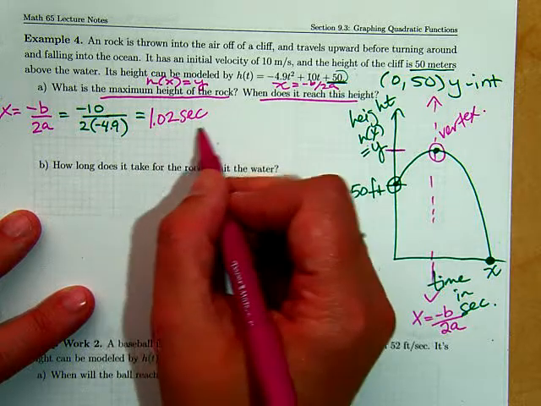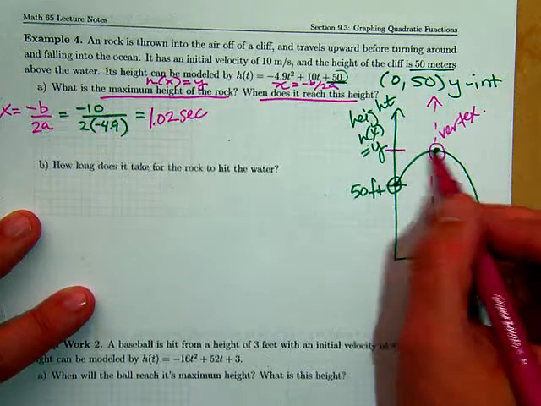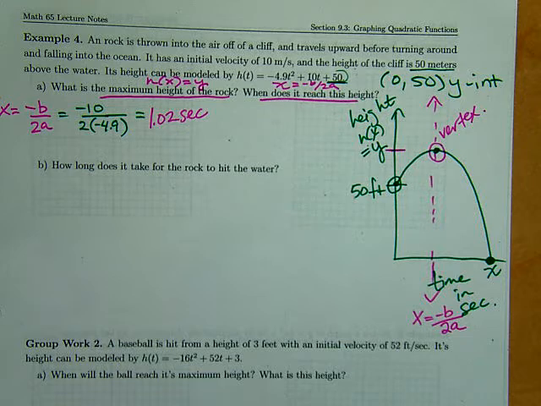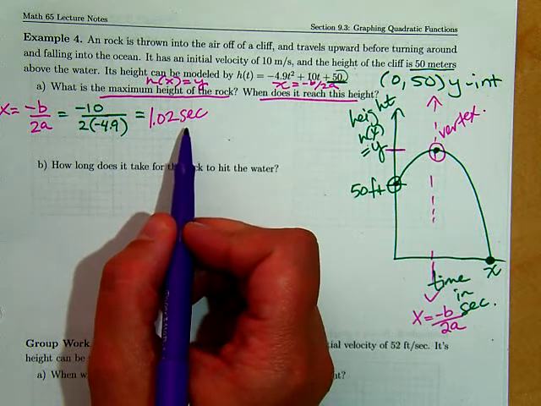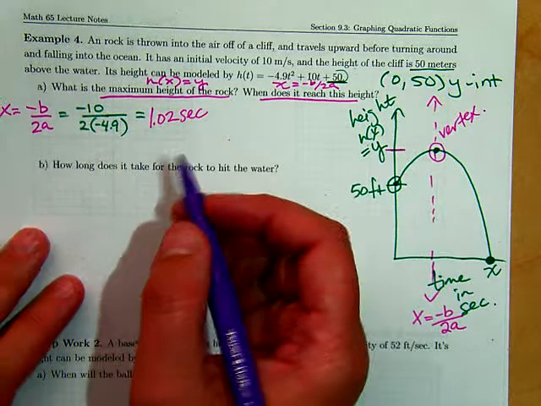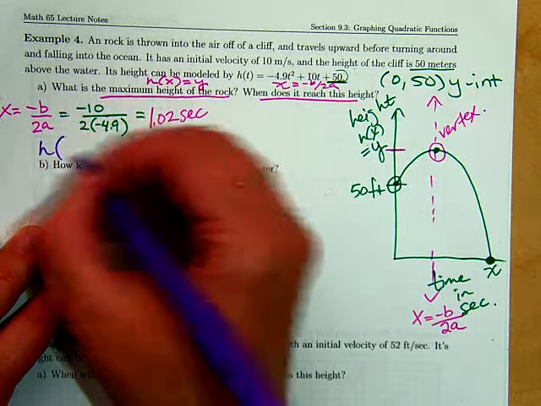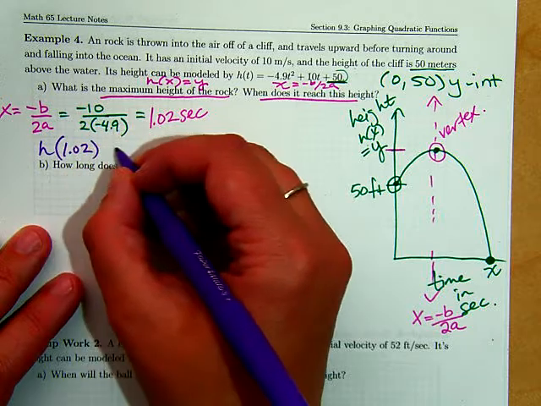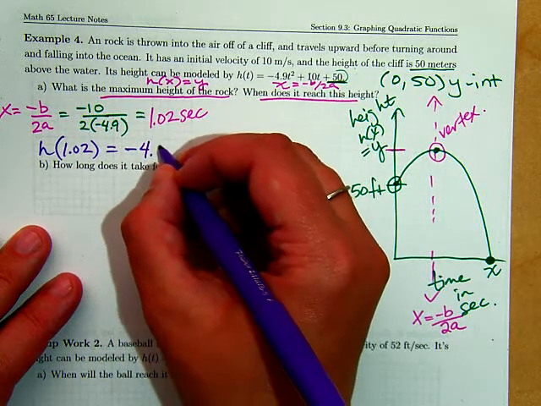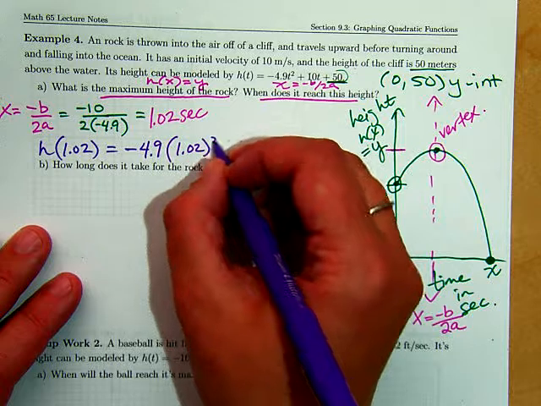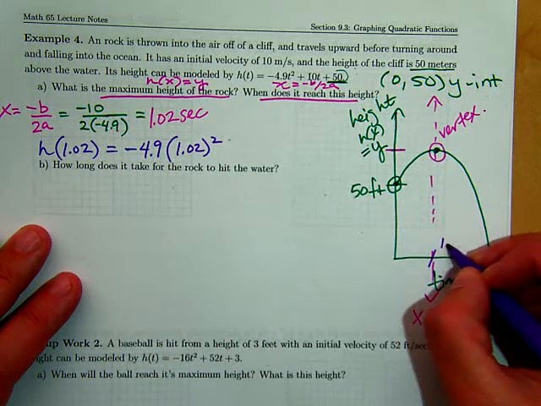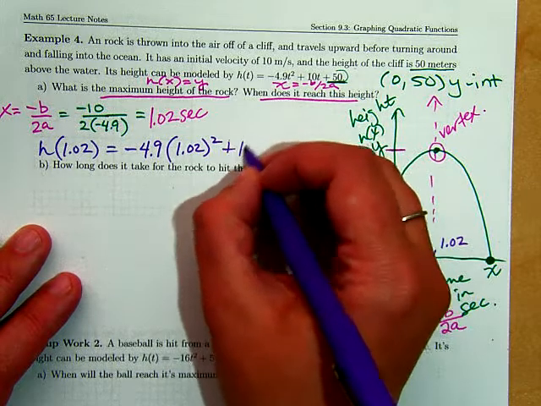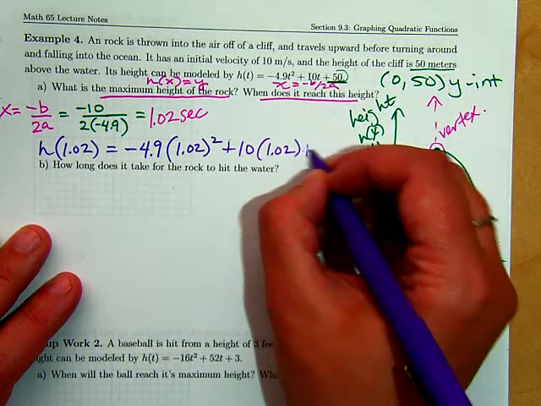Okay, and then if we want to take that number and find the height, anytime we have an x and we want to find y, what are we going to need to do? Going back to what we did before, if we have an x value, we plug the x value in and we get y. So to make sure it's really accurate, 1.02: negative 4.9 times 1.02 squared, plus 10 times 1.02 plus 50.